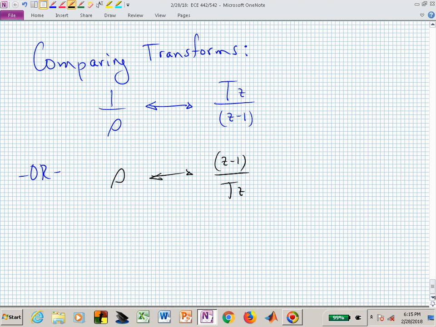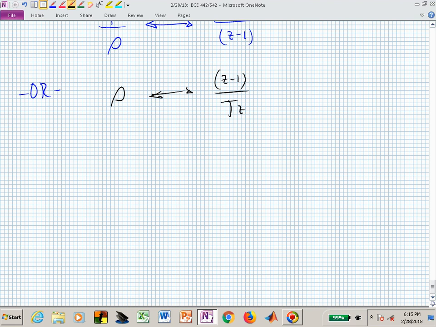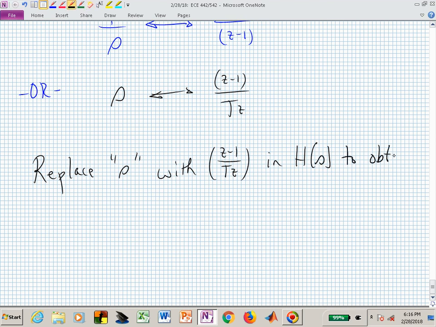In the backward rule, then, we have a little bit different replacement strategy. We now replace s with z minus 1 over Tz in H of s to obtain H of z.